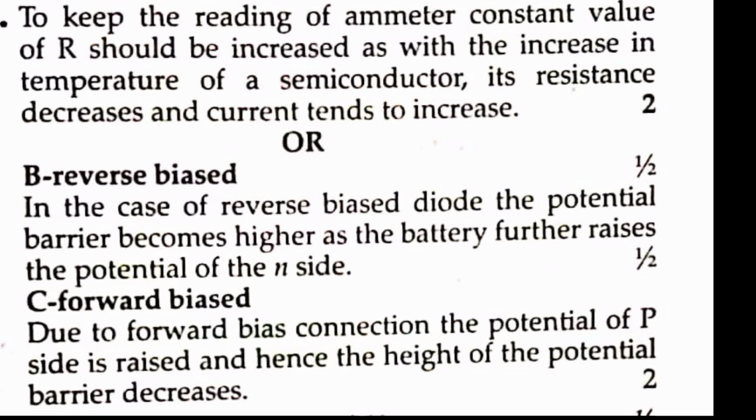Here in the first question, it is given that a pure semiconductor is connected to a variable resistor, then a constant voltage source and the ammeter. Okay. So here we have to keep the constant voltage. For that, should we increase or decrease the value of R?